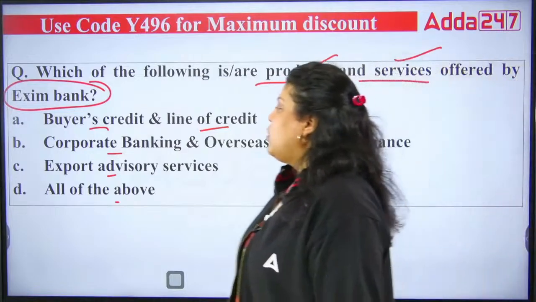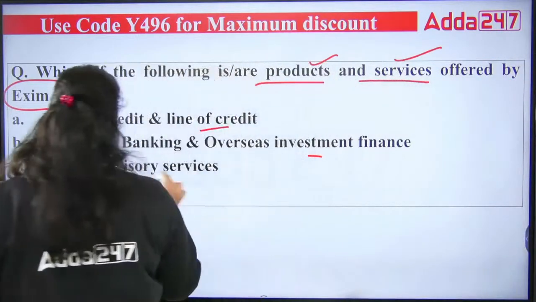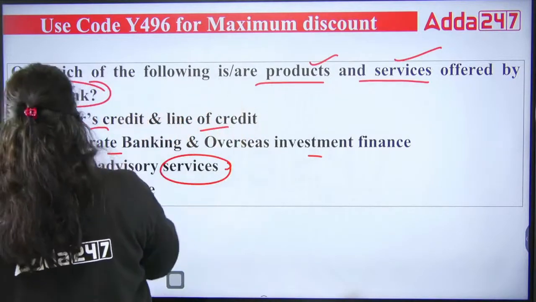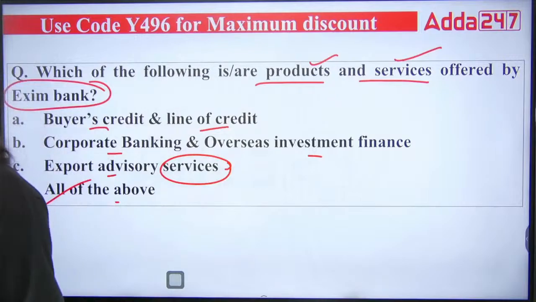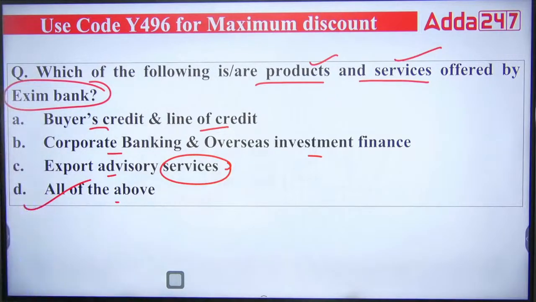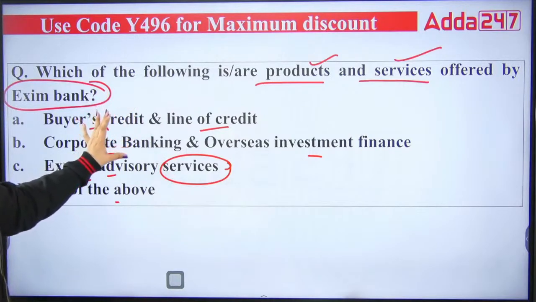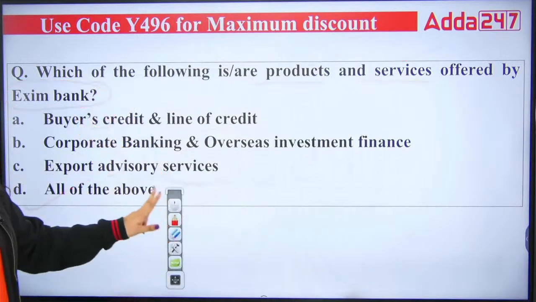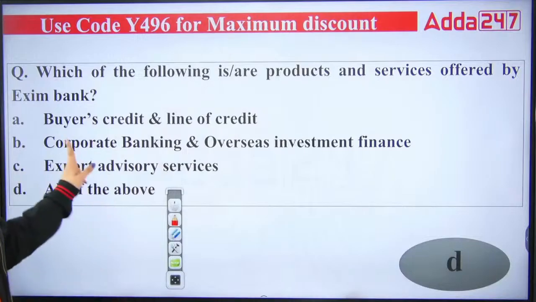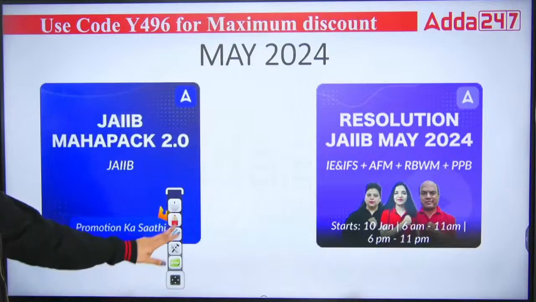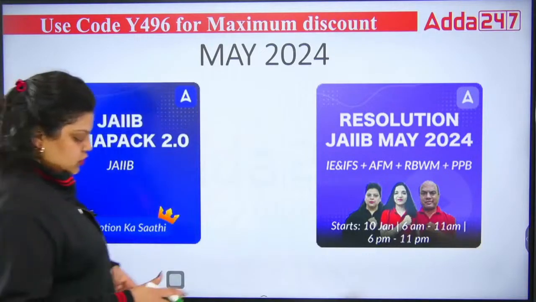And the right answer is all of the above. Export advisory is a service of Exim Bank. The first and second are the products that it offers. Okay, when it comes to the services, the third statement is the service. The first two are the products of Exim Bank. The right answer will be all of the above. Clear? Okay. So this was the detailed discussion of your development financial institutions.